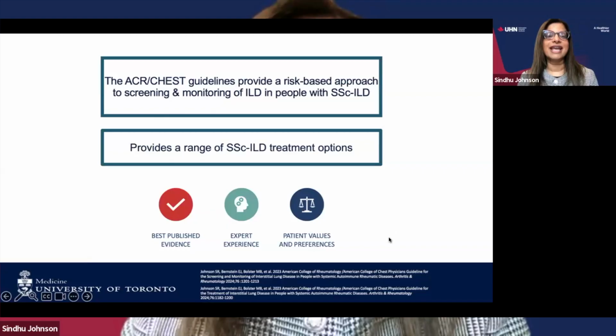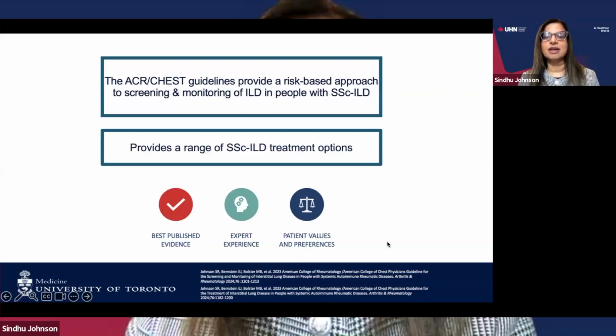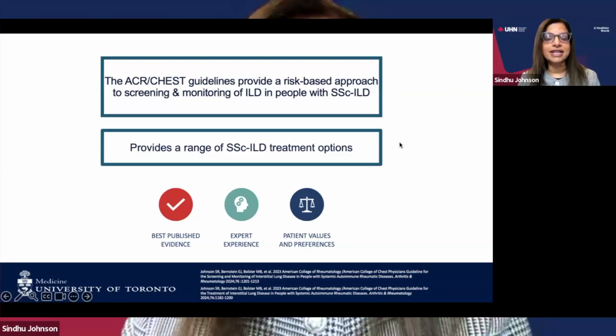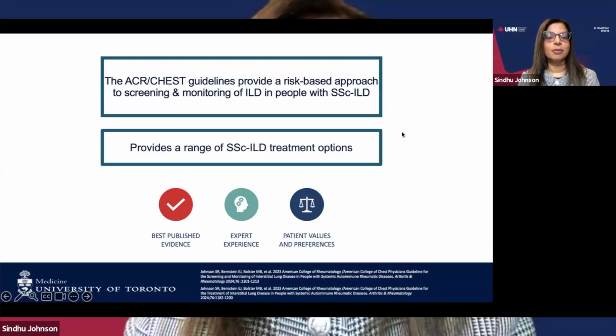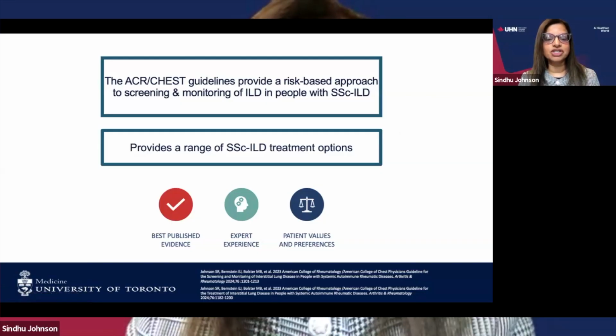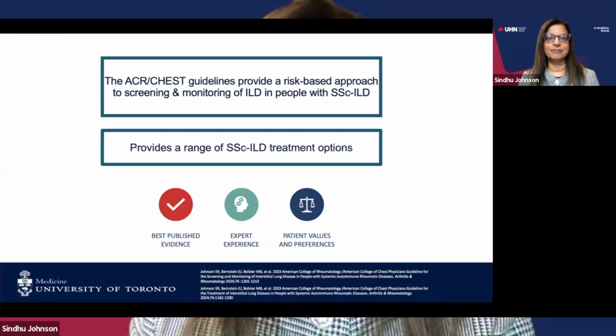So, in summary, the ACR CHEST guidelines provide a risk-based approach to the screening and monitoring of ILD in people with systemic sclerosis-associated ILD. It provides a range or a menu of treatment options for these patients. And these treatment options are based on the best published evidence, expert experience, and patients' values and preferences.